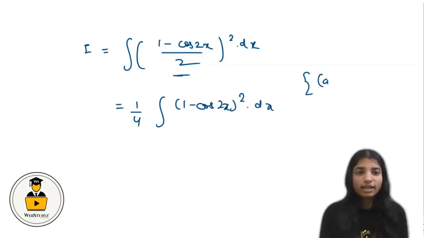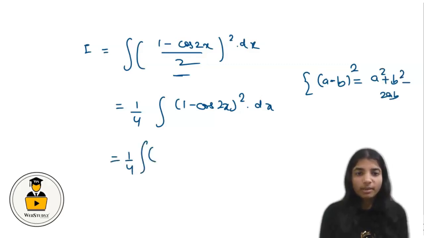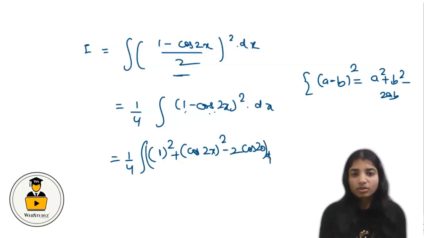Now we use the identity that a minus b whole square equals a square plus b square minus 2ab. So this becomes 1 divided by 4 integral of a square plus b square minus 2ab, where a is 1 and b is cos 2x. So a square is 1 square, plus b square, that is cos of 2x to its whole square, minus 2ab, that is 2 multiplied by cos of 2x, multiplied by dx. So this equals 1 divided by 4 multiplied by the integral of 1 plus cos square of 2x minus 2 cos of 2x, multiplied by dx.